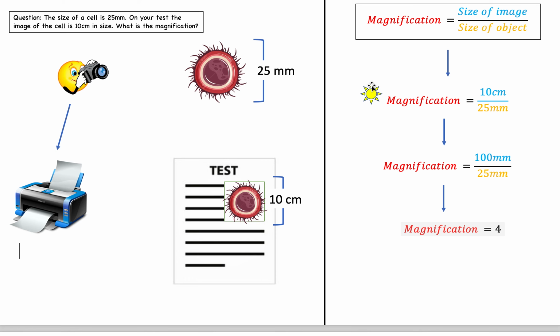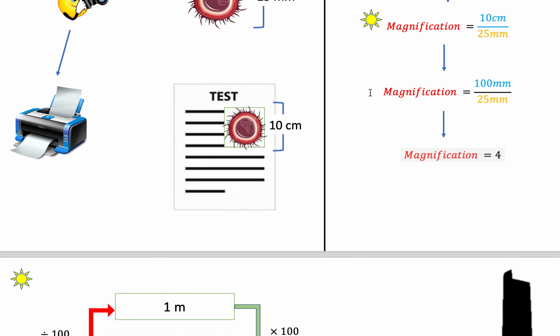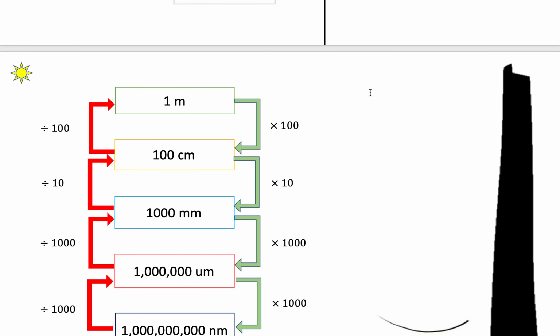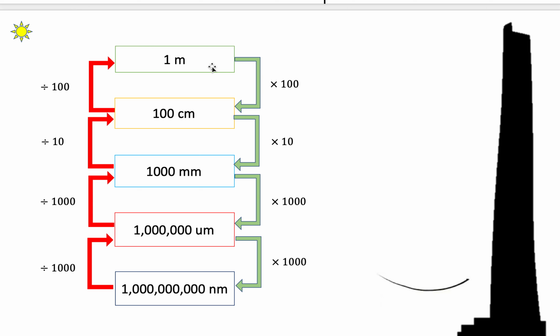Okay, so now last part. I want to talk about the sun, how to convert. To convert, I use this little diagram. To convert meters into centimeters, you times by 100. 100 centimeters is 1 meter. Now to convert centimeters into millimeters, you times by 10. So 1000 millimeters is 100 centimeters, and so on. If you know how this diagram works, then that's all you need to convert.